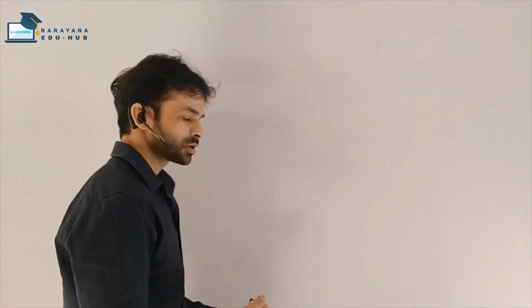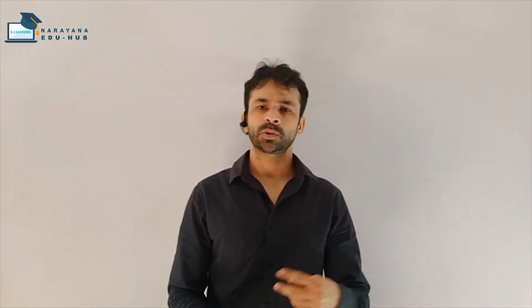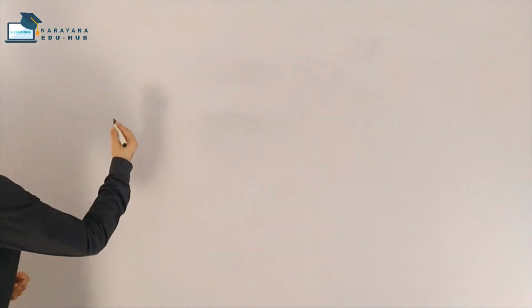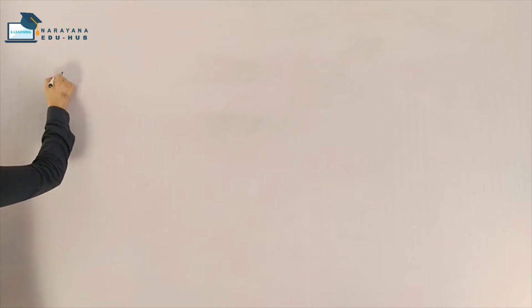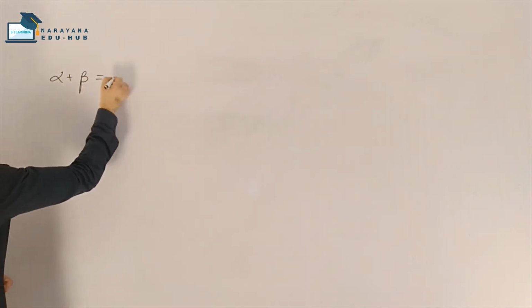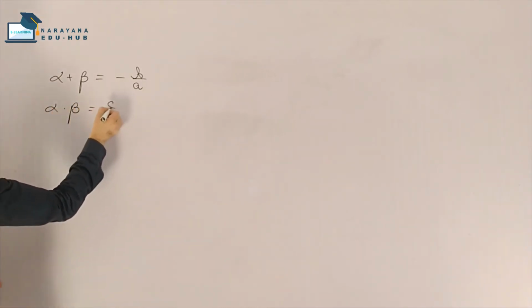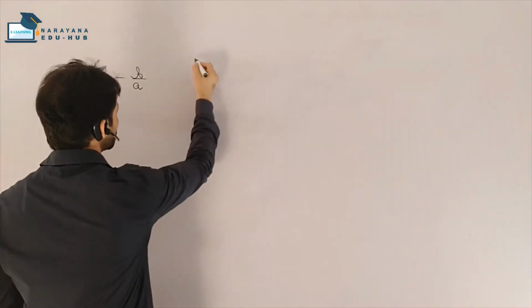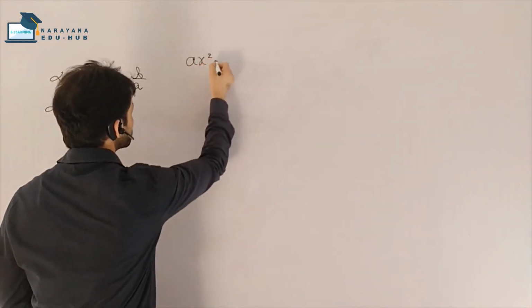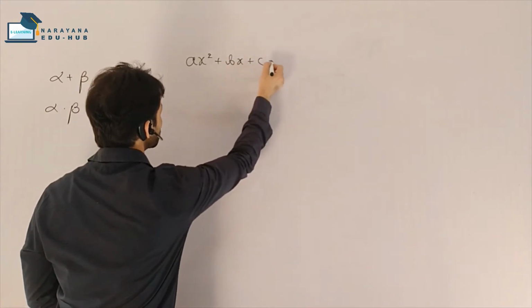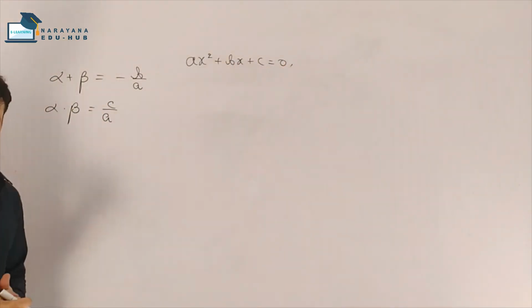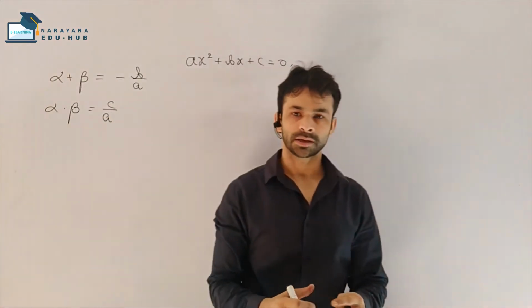Okay, so this is the second lecture of quadratic equation. In the last class we had discussed sum of roots, product of roots, and nature of roots. Then you can have some problems based on these things. Sum of roots was minus b by a. Product of roots was c by a, and you know quadratic is ax square plus bx plus c equal to 0. We have discussed everything in the last class.